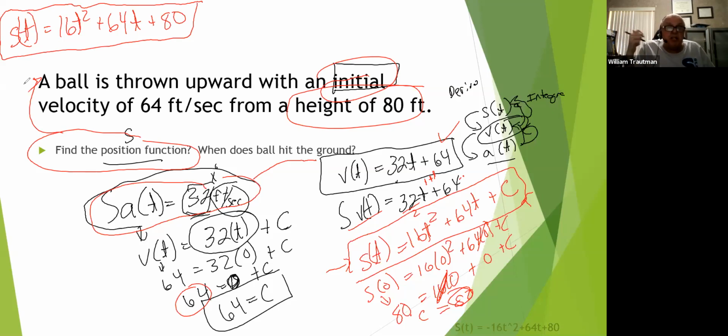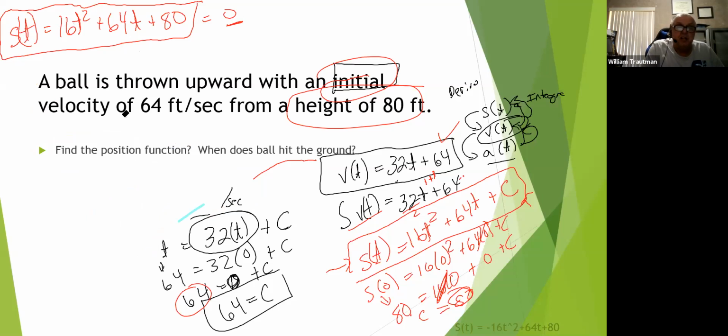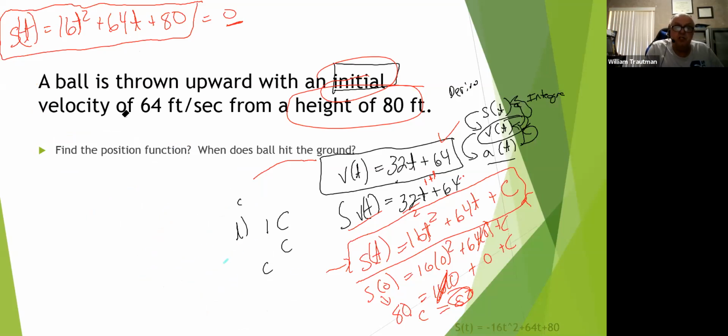Now it says, when does the ball hit the ground? I'm going to leave that up to you. By the way, don't forget, that's when the position function equals 0, when the distance equals 0. You can factor out a 16, and well, let's do it. I might as well do it. That's just algebra, though. I'm going to erase all this, and I'll do it.